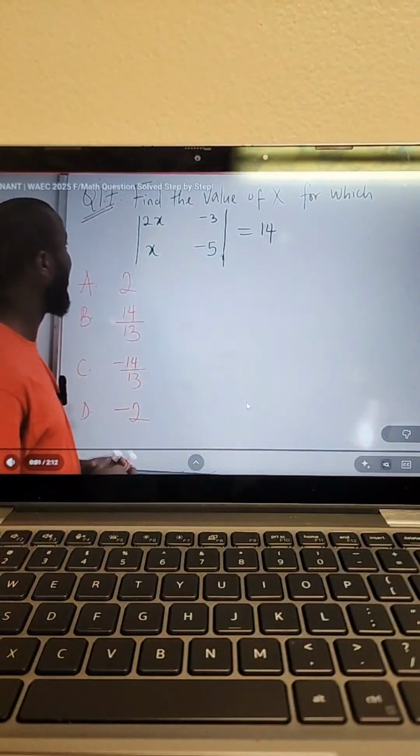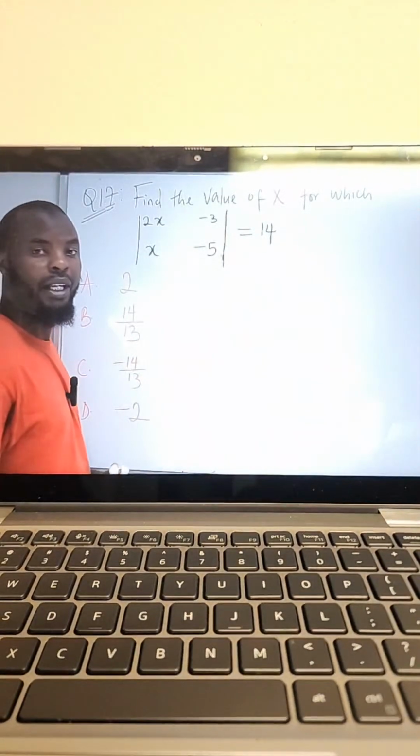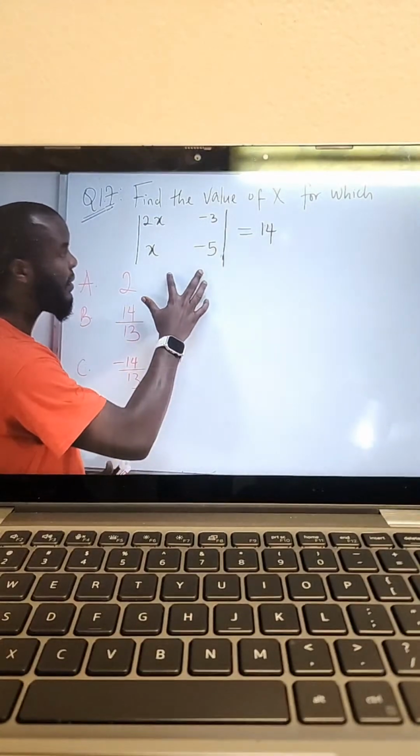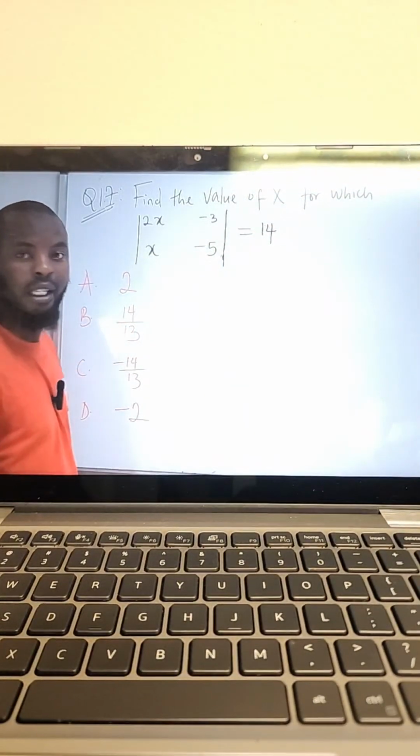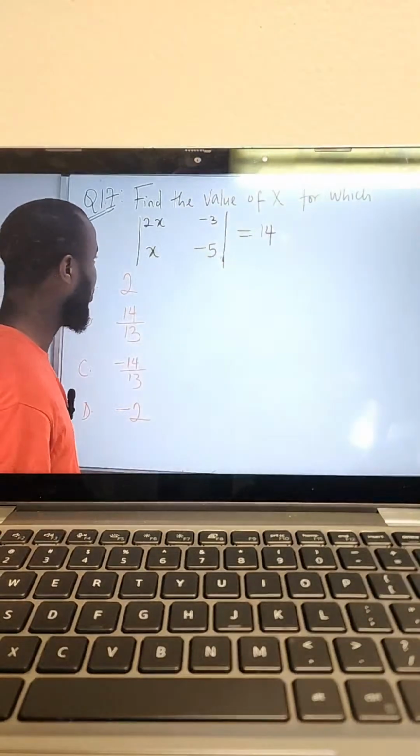Welcome back, viewers. Today I'll be doing question number 17. It says, find the value of x for which this determinant equals 14. And we have these options given to us here. How do we do this?